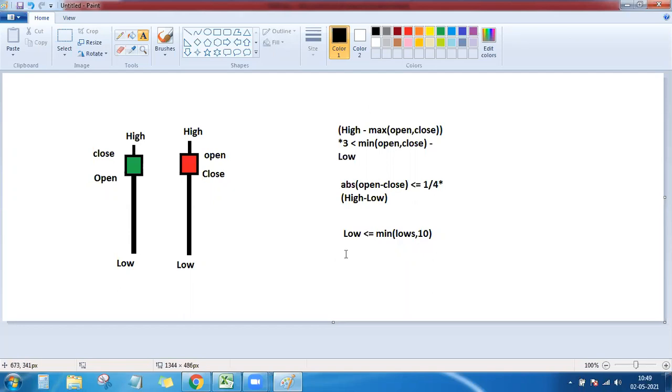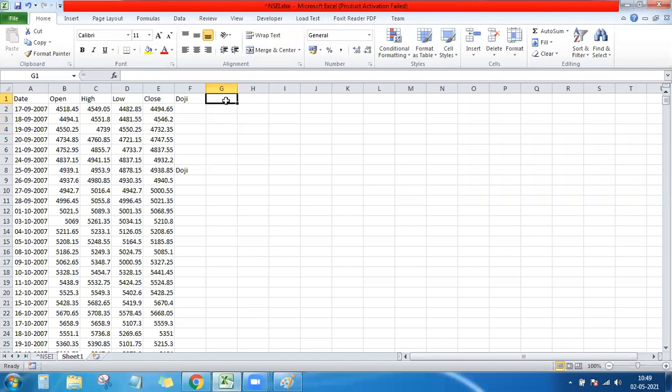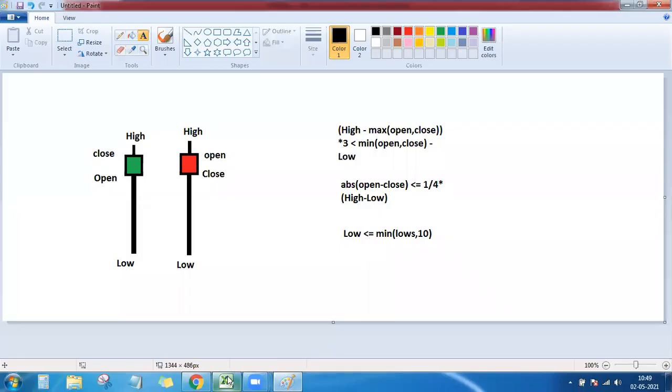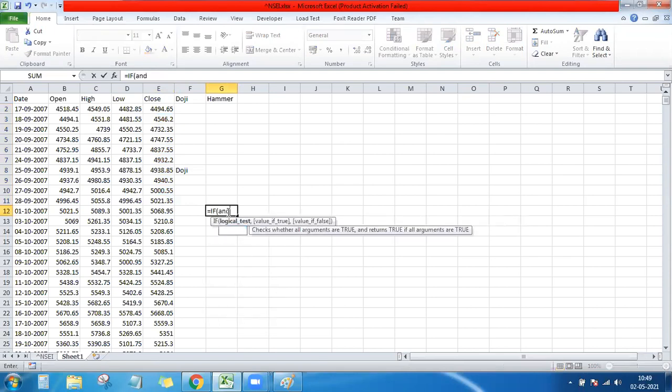So now you have three conditions over here. So the AND method within Excel will now have three conditions. We are talking about a hammer over here. Since you are comparing 10 candles, the first 10 candles we will leave out. Until here, we will not do anything. Starting from here, we'll be comparing it. So within IF, you will have an AND method, and this has three conditions.